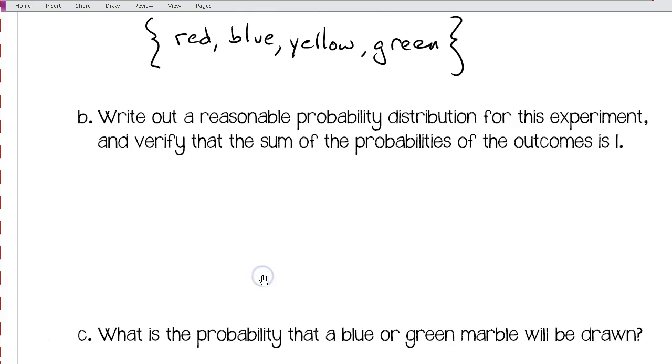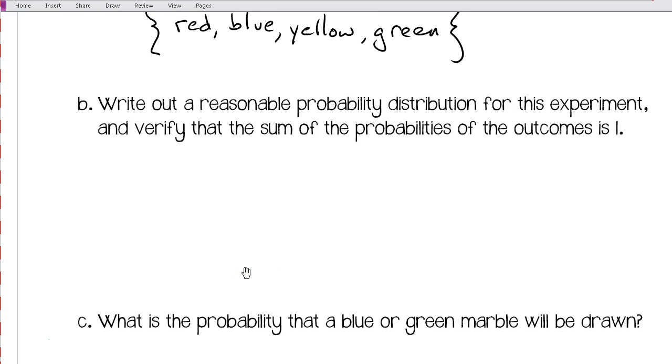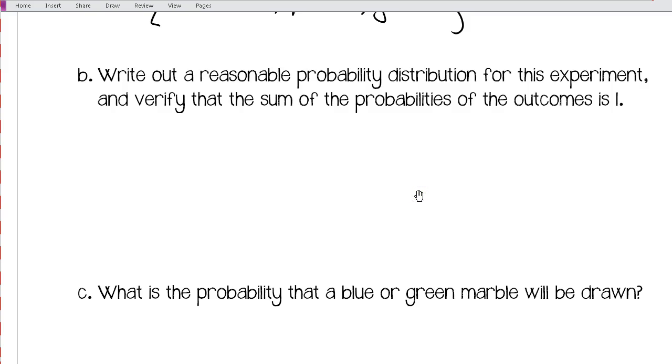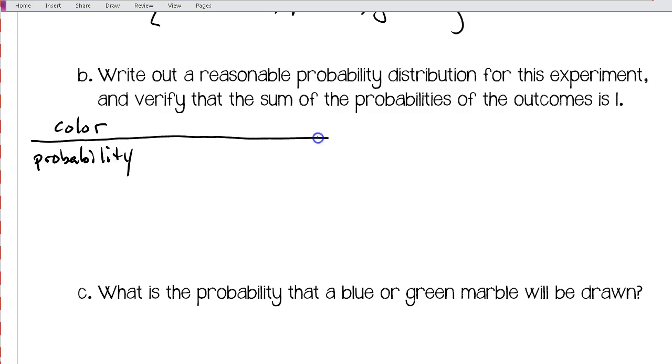Alright, and then for part B, we want to write out a reasonable probability distribution for this experiment and verify that the sum of the probabilities of the outcomes equals 1. So let's do a chart here. We're going to do color, and we're going to do probability. And we've got red, blue, yellow, and lastly we have green.